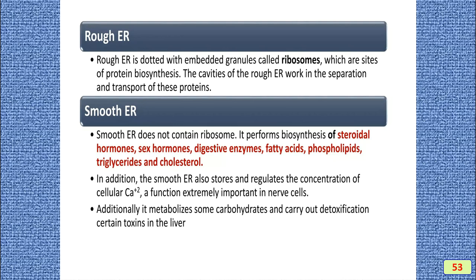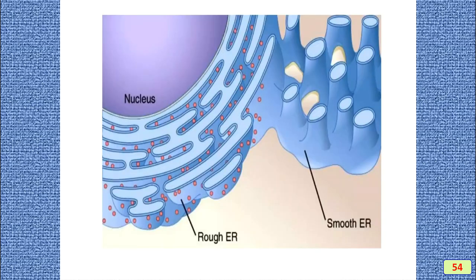The smooth ER also stores and regulates the concentration of cellular calcium, a function which is very much required by the body. It is also responsible for the digestion of the carbohydrates which are required by the cell and also carries out the detoxification of the xenobiotics in the cell. So this is the structure of the rough endoplasmic reticulum, and the other structure is called the smooth ER.